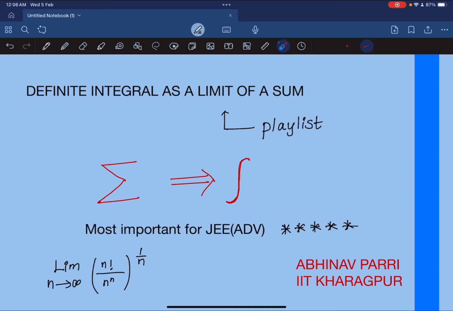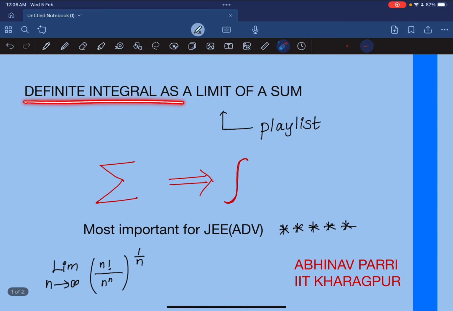I'm planning to make a playlist for this topic, and in this video, the first video of the playlist, we are going to discuss the concept and solve a question based on the concept. In the subsequent videos, we'll be solving the past year JEE questions from this particular concept. So let us understand what the concept is all about.